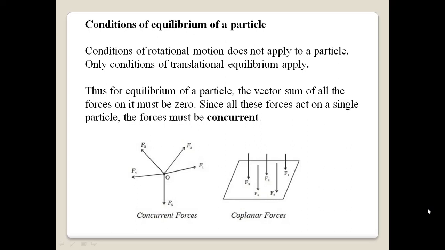So when forces act on the point, the forces must be concurrent. And when you consider concurrent forces, you will have to consider all the three axes. So a point mass cannot rotate. So then there will not be any rotational equilibrium. So conditions of rotational equilibrium do not apply to a particle. Only conditions of translational equilibrium apply. Thus, for equilibrium of a particle, the vector sum of all the forces on it must be 0 and the forces will be along all three axes. Since all these forces act on a single particle, the forces are concurrent.